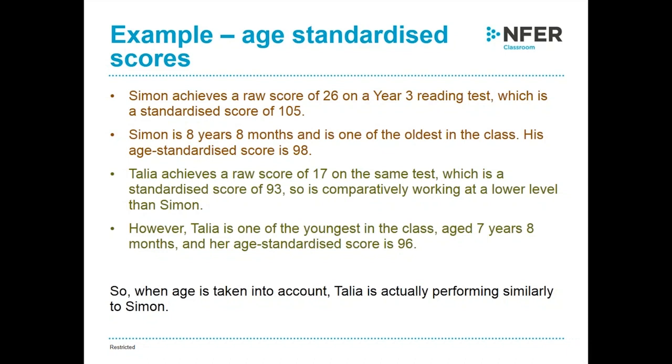However, another pupil in your class, Talia, achieved a raw score of 17 on the same test, which is a standardised score of 93. So she's comparatively working at a lower level than Simon. However, Talia is one of the youngest in the class, aged 7 years, 8 months, and her age standardised score is 96. So as you can see, when age is taken into account, Talia is actually performing similarly to Simon. However, as I mentioned earlier, it's worth noting that their attainment is probably slightly different in terms of what they understand. They are just working at a similar level when their age is taken into account.